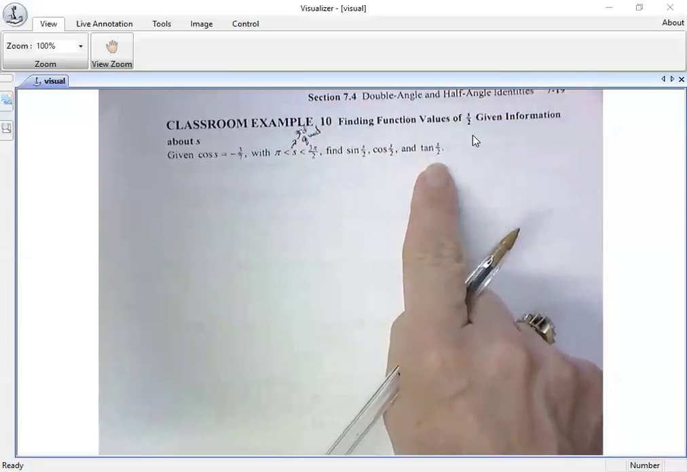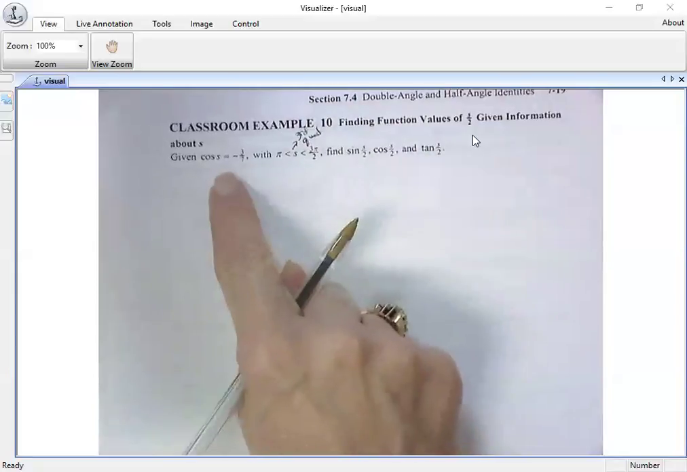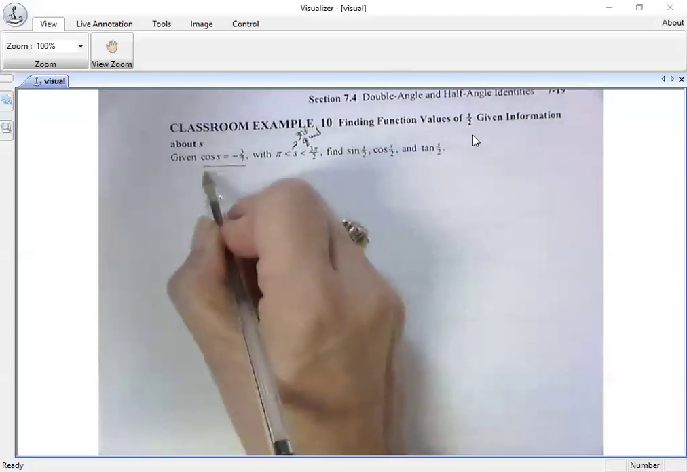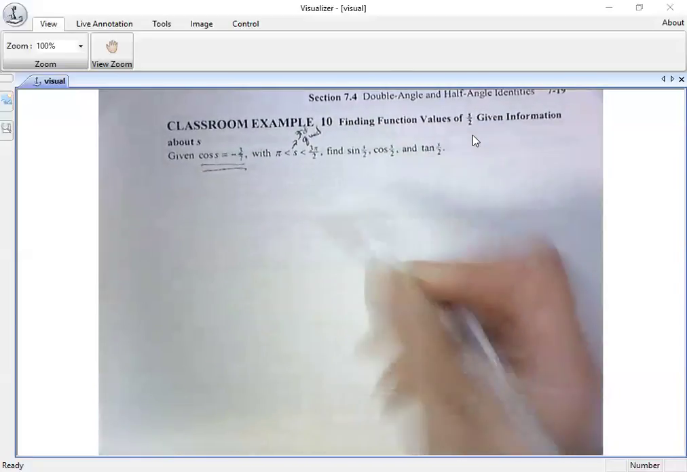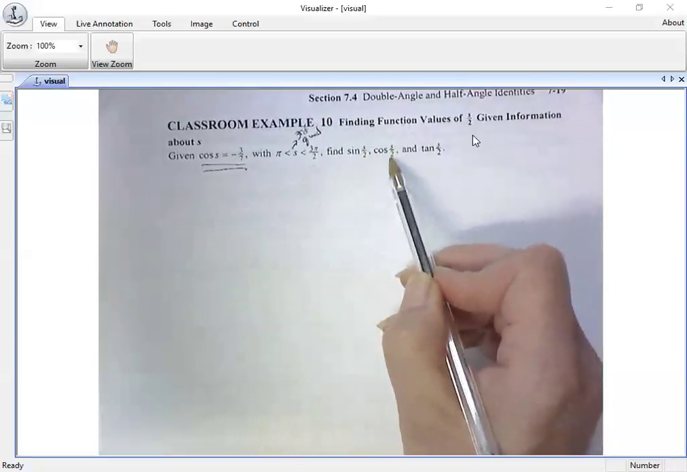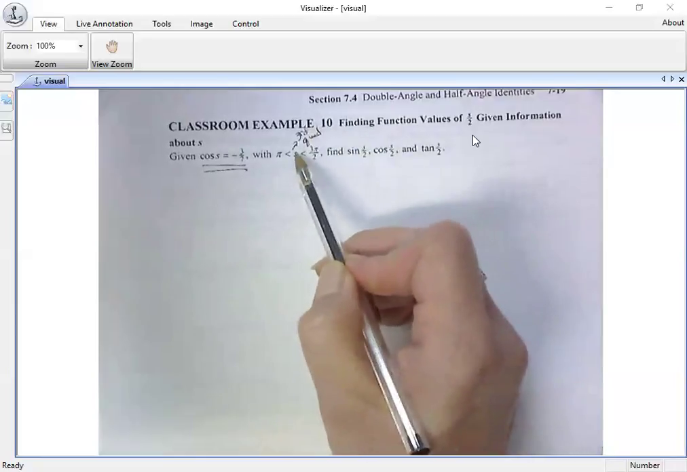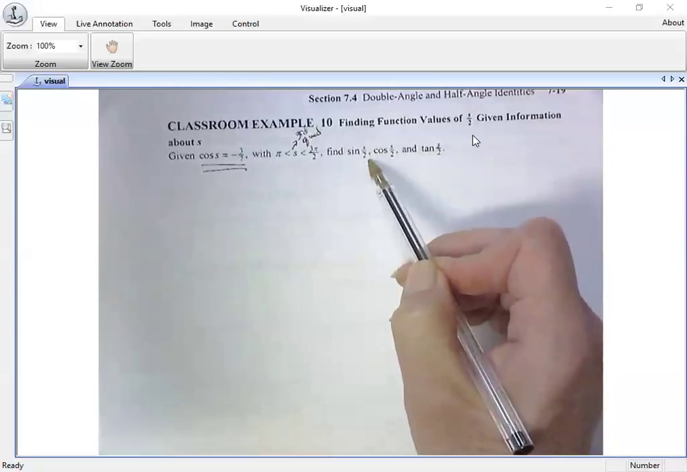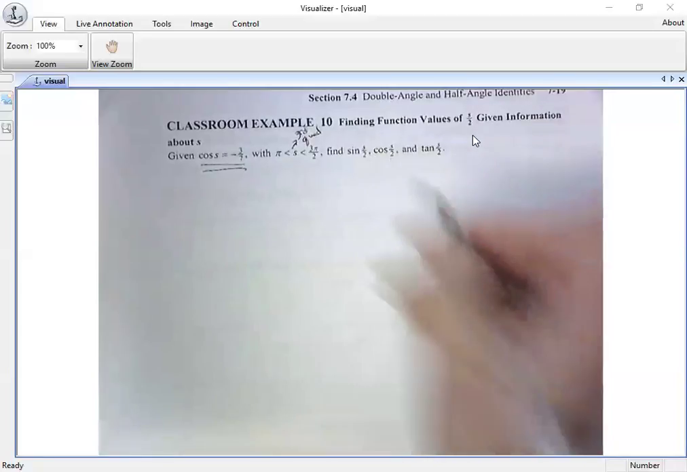Now, in order to do that, I've got a little bit of an issue, would you think? Yes, no, maybe? Okay, they've given me one value for the cosine of angle S, but I am supposed to find these values. Now, remember, the value of S is in the 3rd quadrant, but do I know where S over 2 is? I don't, unless I do this.